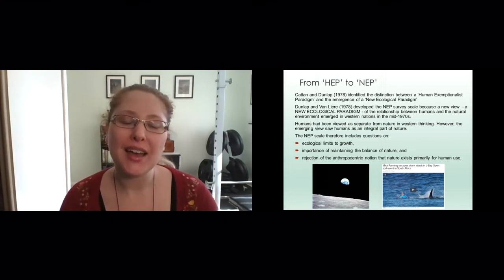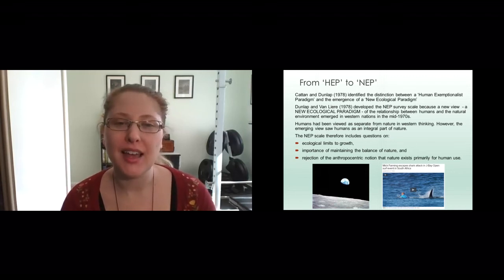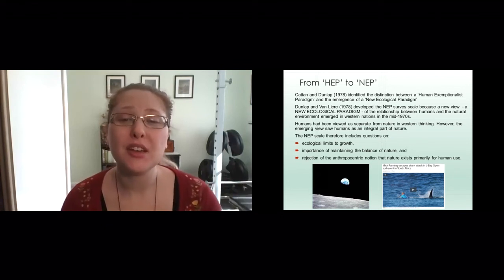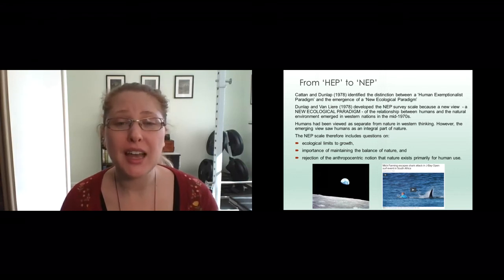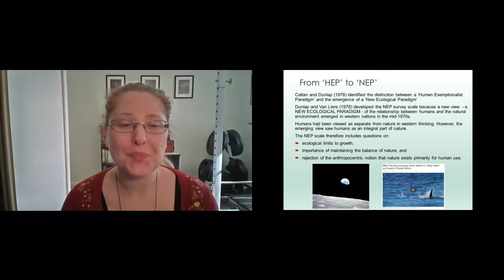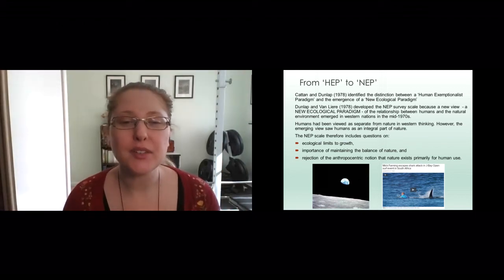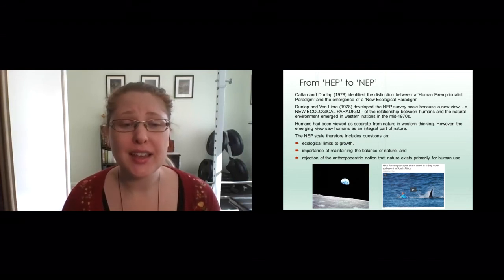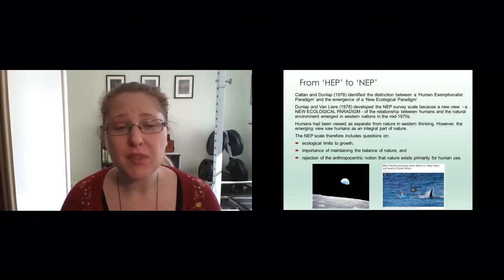However, the authors argued that there was an emerging view that saw humans as an integral part of nature, rather than viewing humans as exempt from nature, the kind of viewpoint that they termed the human exemptionalist paradigm. There was an emerging new ecological paradigm that viewed humans as part of natural systems. So when they were trying to measure the prevalence of these views using scales within a survey instrument, the authors focused on questions related to ideas around ecological limits to growth.